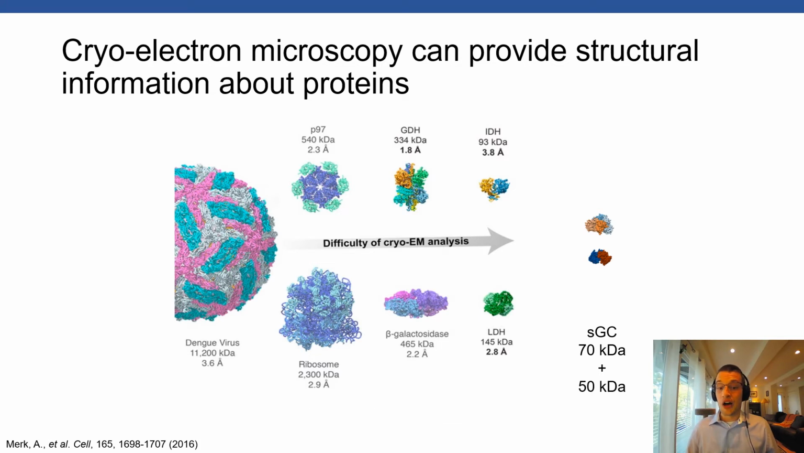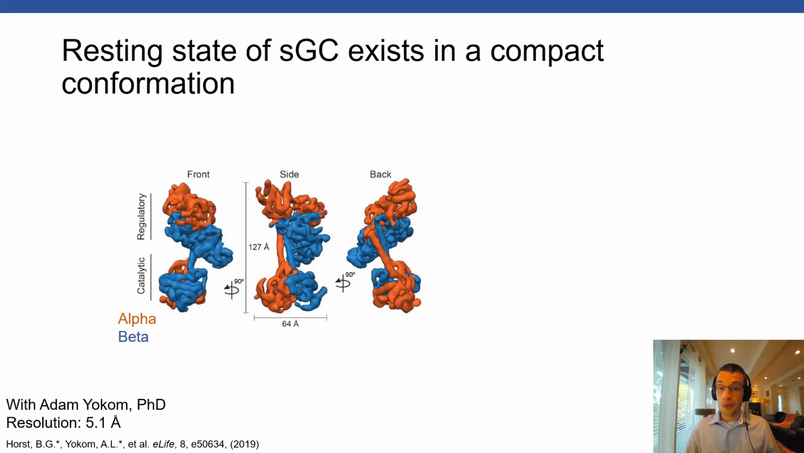However, I'm going to admit, after many months of troubleshooting, we did need to overcome a preferred orientation issue upon freezing, but we were able to solve the first full-length structure of SGC. All of this work is done with my great collaborator Adam from James Hurley's lab, also at UC Berkeley.